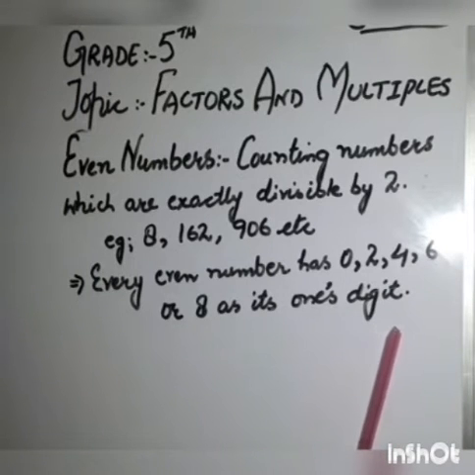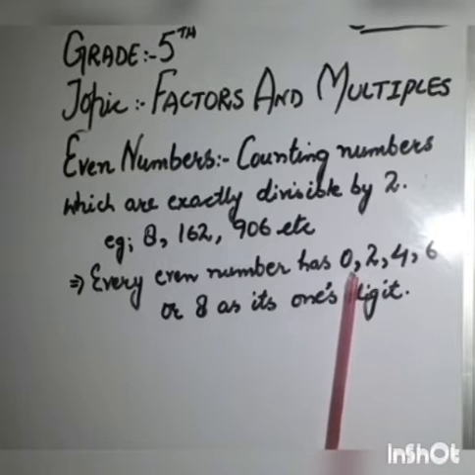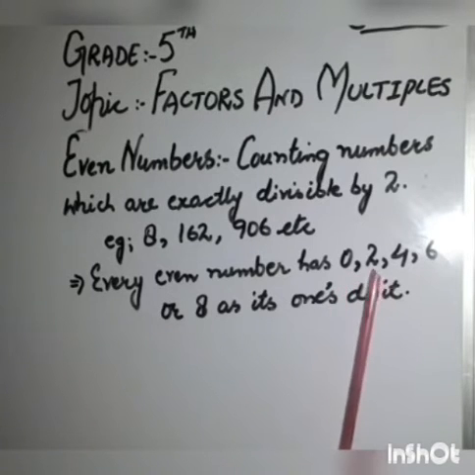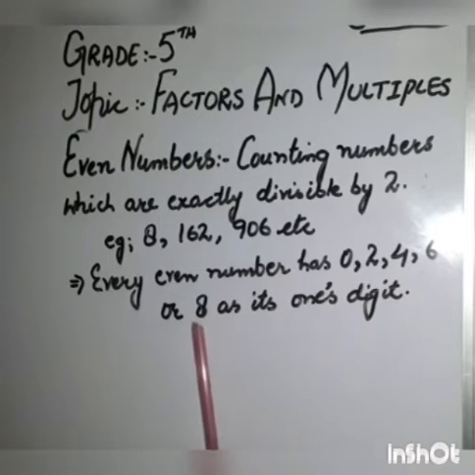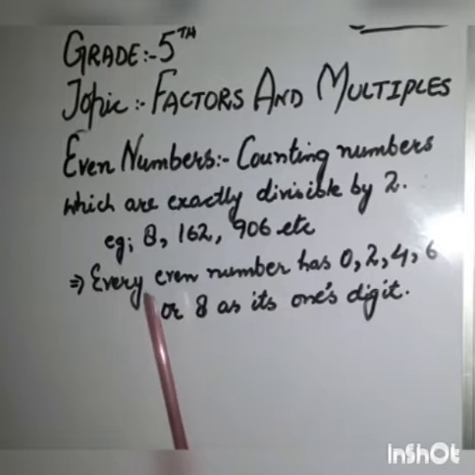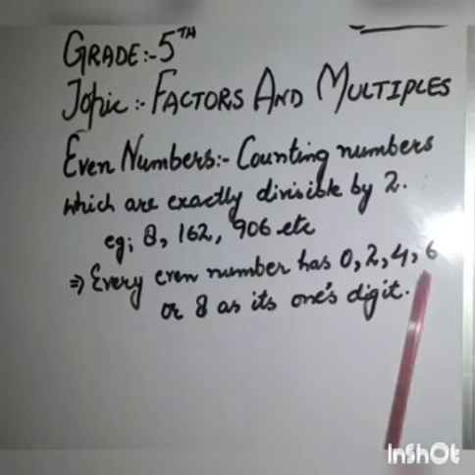जब भी आप नंबर के एंड पे नंबर का वंस डिजिट अगर 0 हो या 2 या 4 या 6 या 8, वंस डिजिट अगर इनमें से कोई हो, दैट मीन्स वो नंबर इवन नंबर है. सो यू हैव टू रिमेंबर एवरी इवन नंबर हैज 0, 2, 4, 6 और 8 एज इट्स वंस डिजिट. क्लियर?